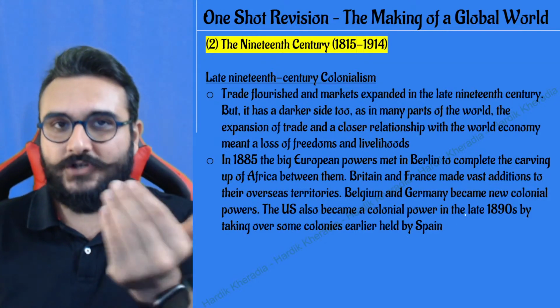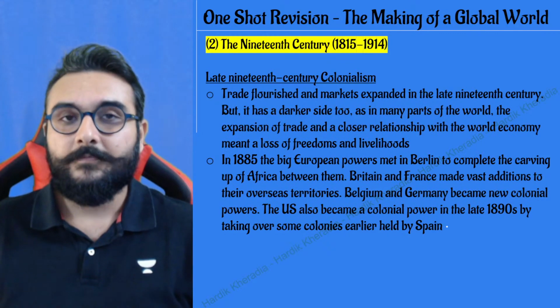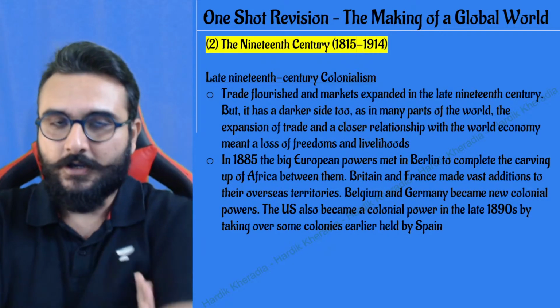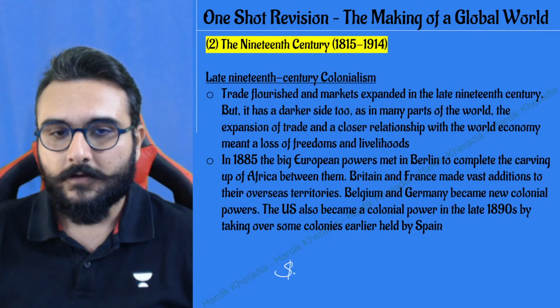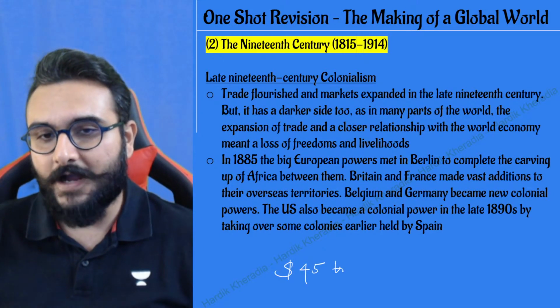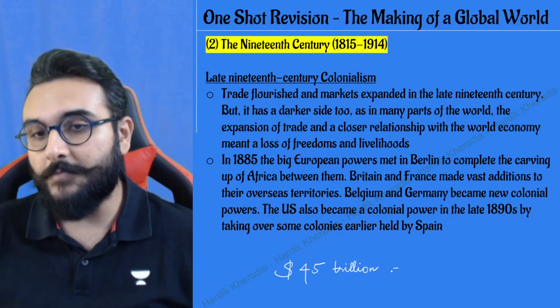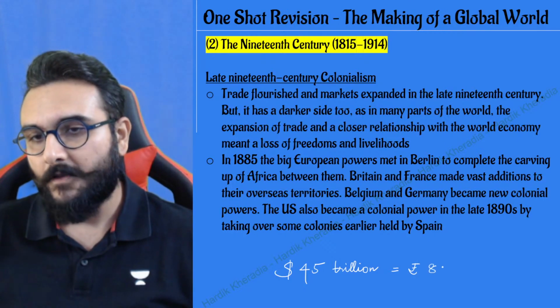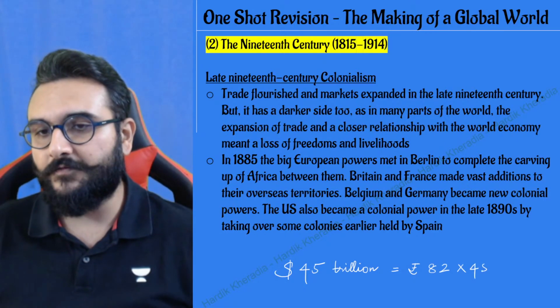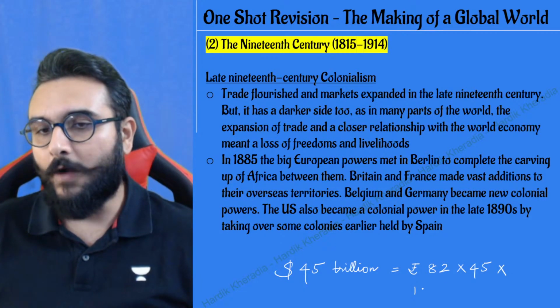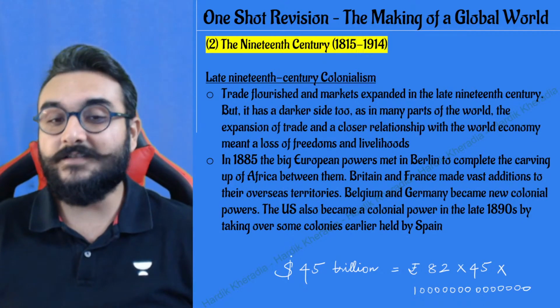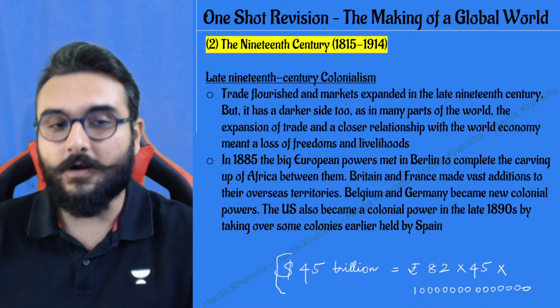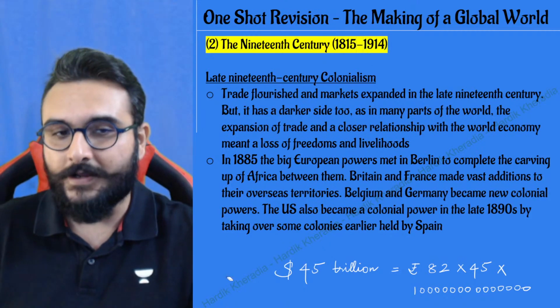I hope you remember Dr. S. Jaishankar ji's statement that, as per research done by Utsa Patnaik ji, who's a very famous economist, Britain took away $45 trillion worth. $45 trillion. Can you imagine that? That means in today's value, to calculate 82 into 45 into 1 and then 14 times 0. 1, 2, 3, 4, 5, 6, 7, 8, 9, 10, 11, 12, 13, 14. This is the wealth that Britain took away from India in the years that it ruled India.